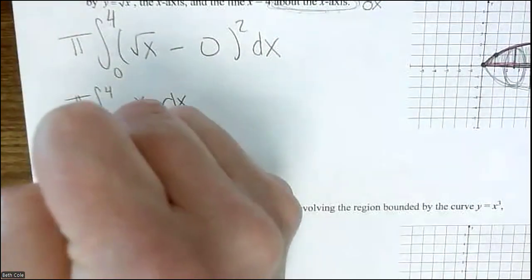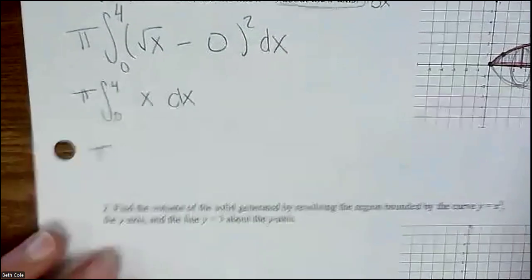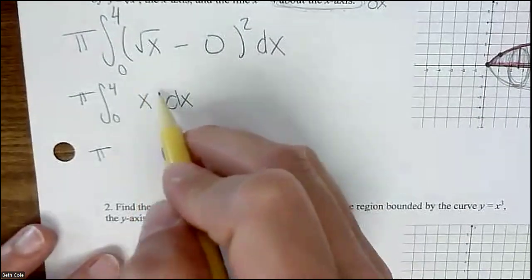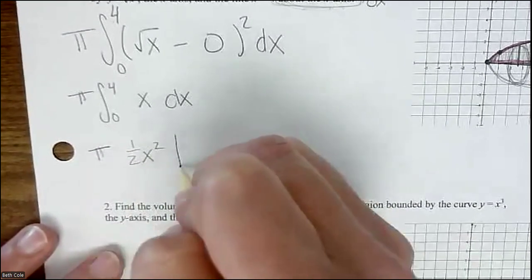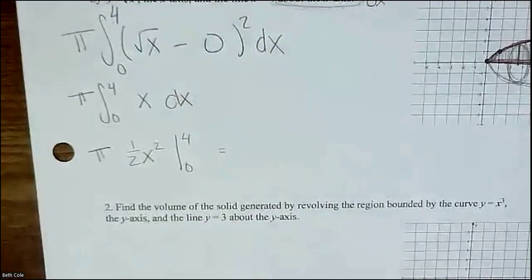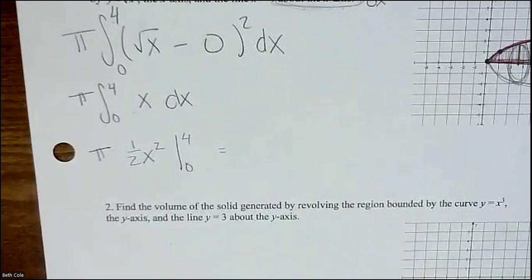Pi is just kind of following you around until you get to the end of the problem. All right, what is your antiderivative of just plain x? Yep, 1/2 x squared from 0 to 4, it's upper minus lower, but you can ignore the 0 because it's just going to be nothing. And so if you plug in 4, what do you end up with?